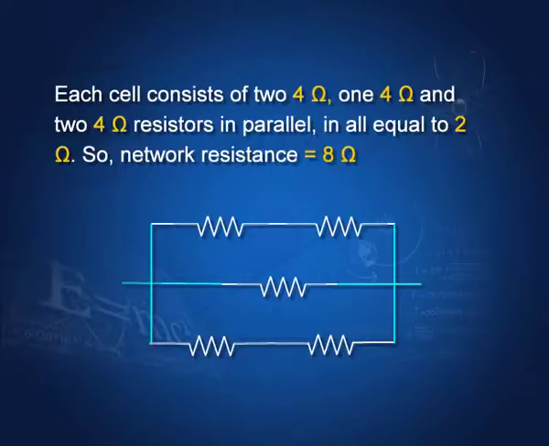So, we have 1 by 8 plus 1 by 8 plus 1 by 4 and that adds only to 2 ohms. So, each of these cells has resistance 2 ohms and there are 4 of such. Therefore, the total resistance between A and B is 8 ohms.